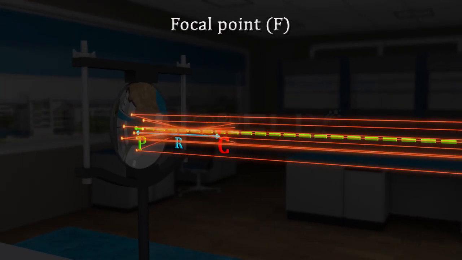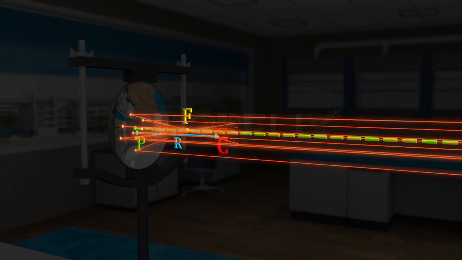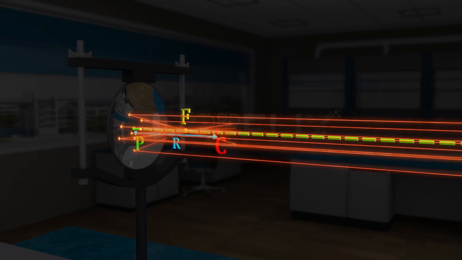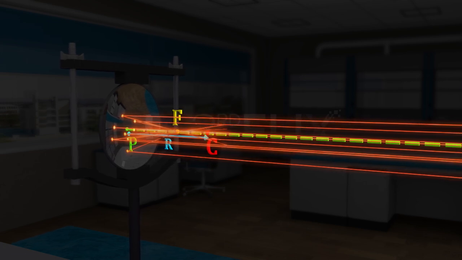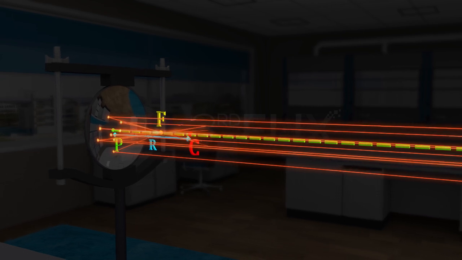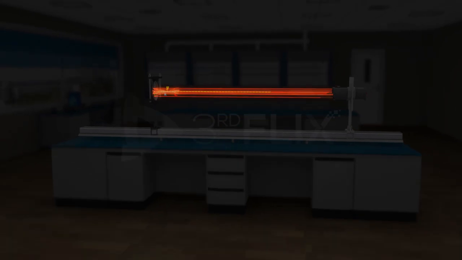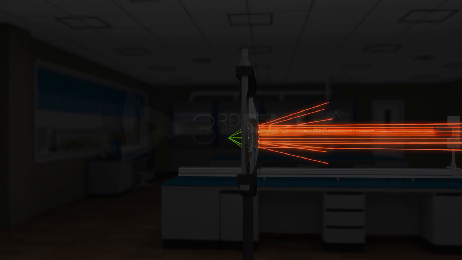Focal point, F. A beam of rays parallel to the principal axis is incident on a concave mirror very close to its pole. The reflected rays converge at a point on the principal axis. This point is known as the focal point. The same rays, in case of a convex mirror, seem to diverge from a point. This is the focal point for the convex mirror.